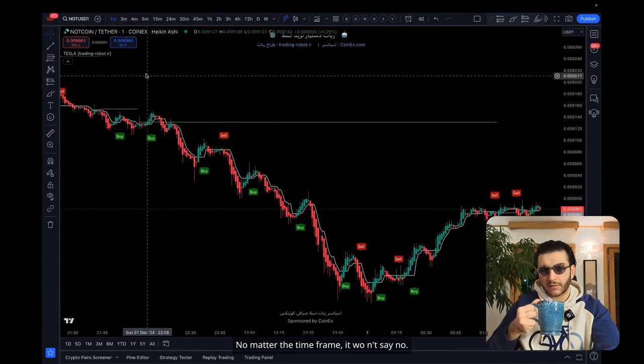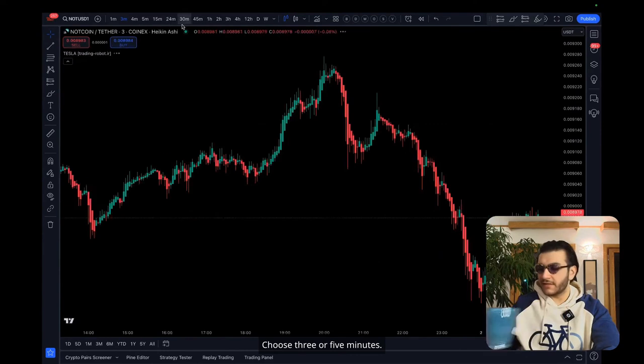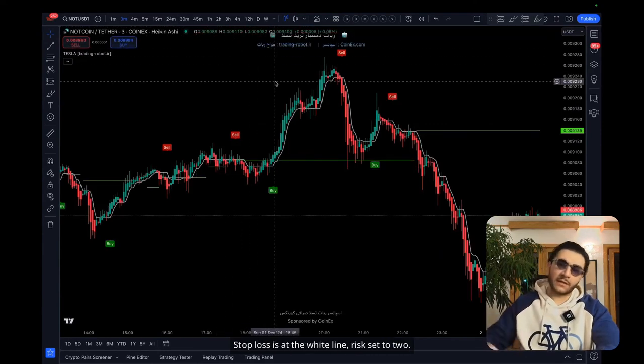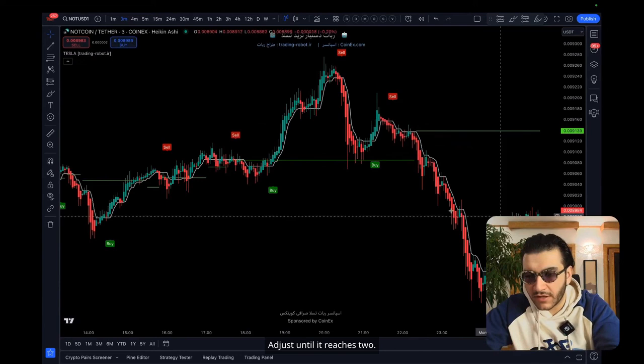No matter the time frame, it won't say no. Choose 3 or 5 minutes. Enter when the candle closes. Stop loss is at the white line. Risk set to 2. Adjust until it reaches 2.